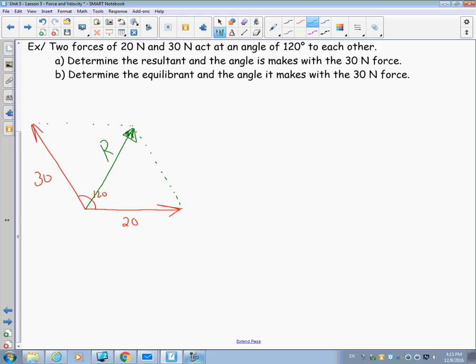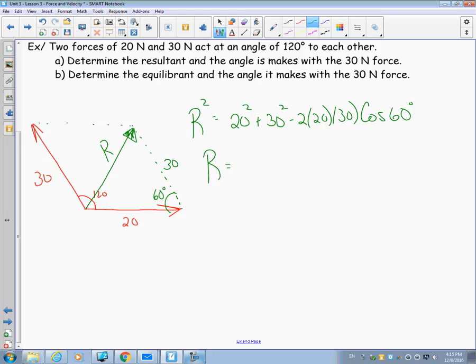Okay, we can use our C pattern to figure out the angle in the corner over here. It's got to be 60. So we're back to that cosine law, right? R squared equals 20 squared plus 30 squared minus 2 times 20 times 30 times cos of the angle between them, 60. Into your calculator, square root it. You end up with 26.5 newtons.